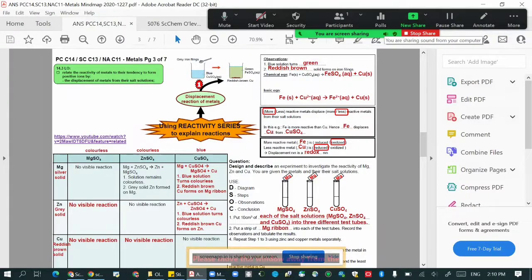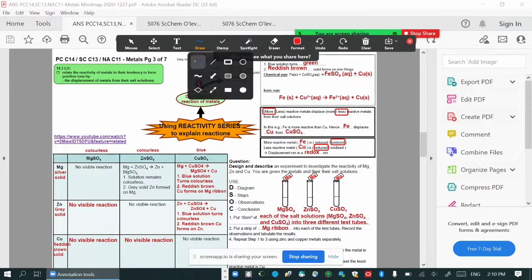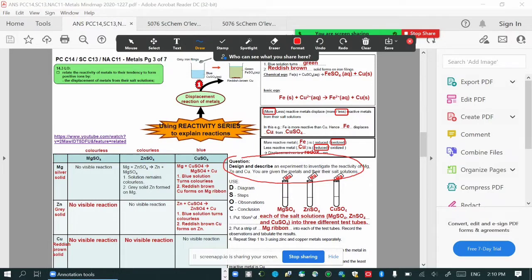Hi guys, in this video I'm going to walk through with you the steps that you need to take in order to answer the type of questions that ask you to design and describe an experiment. So this is the third page of the Metals Mind Map, which I briefly lay out the steps. Okay, so this is the design and describe an experiment, and in short, you need to follow these 4 steps.